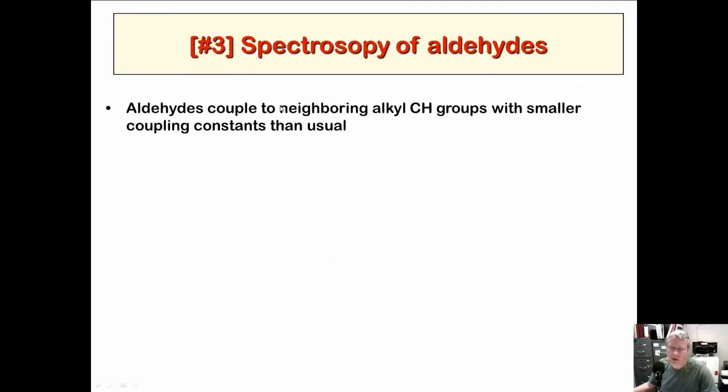Aldehydes, NMR. Let's talk about NMR a bit. You know this. This was actually our first example of complex splitting. Remember the doublets of triplets and all that kind of stuff we learned about in NMR? First we learned about aldehydes. Then we learned about alkynes. And now we're back to the aldehyde chapter, so now we're going to talk about aldehydes again, okay? Aldehydes couple to neighboring CH groups with smaller coupling constants than usual, okay? And that causes complex splitting.